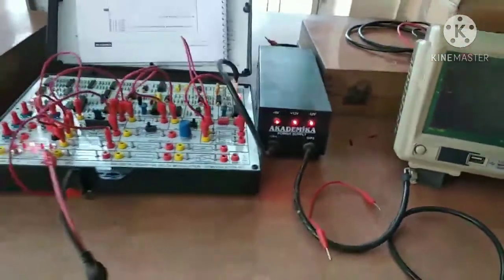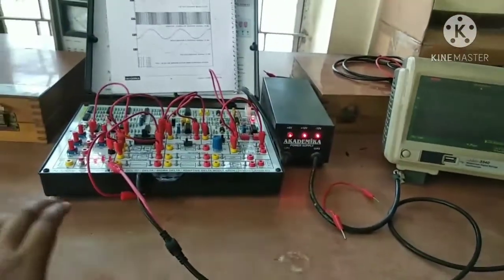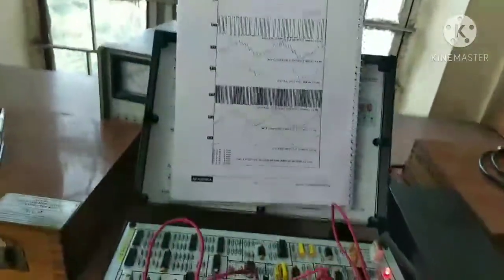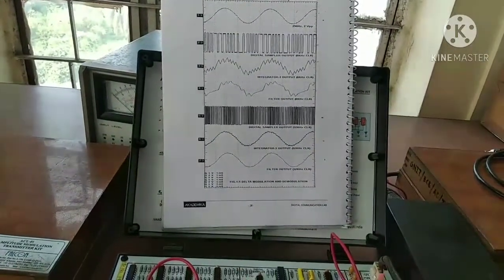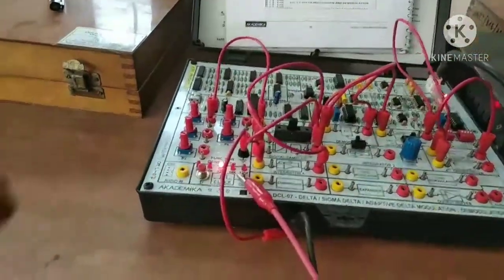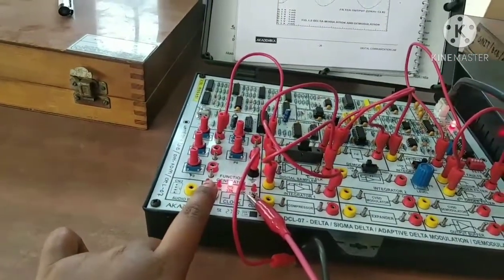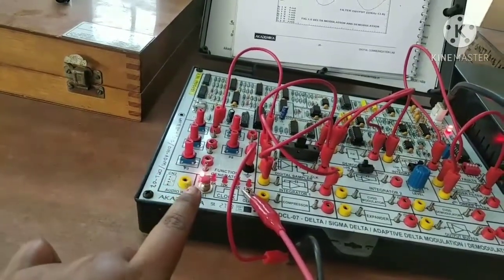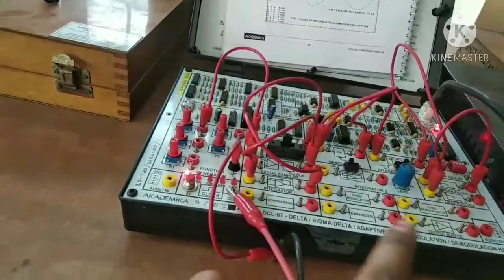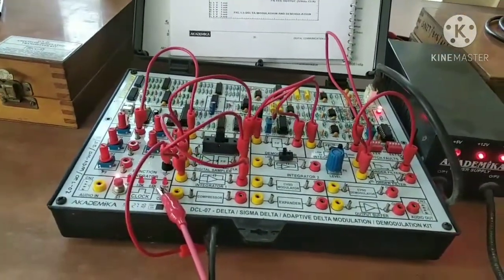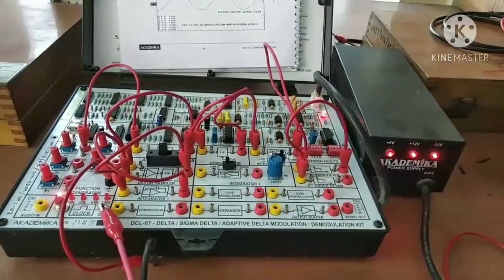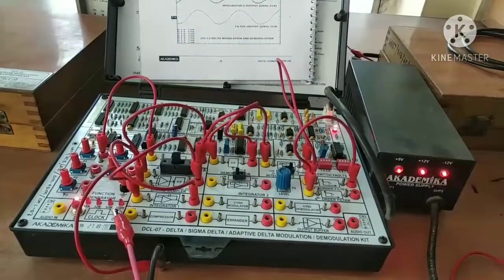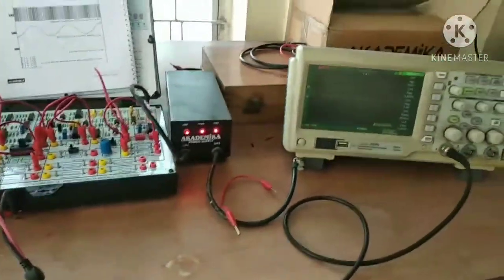This is the entire setup. We require the kit, power supply, DSO, BNC probe, and this is the desired waveform. We perform the experiment with a 32 kilohertz clock. We can change the clock, set an 8 kilohertz clock, repeat the whole process and measure all the signals. You can change the clock and observe the waveform repeatedly.